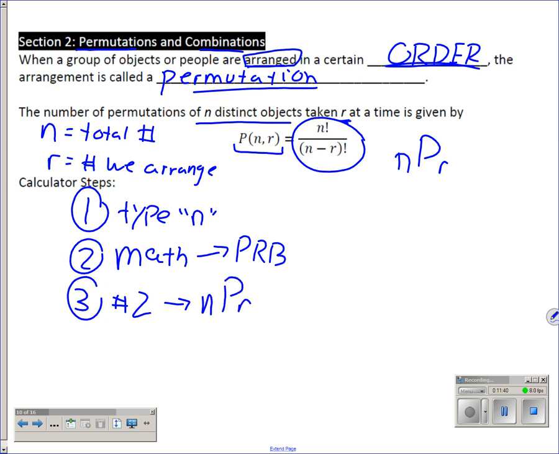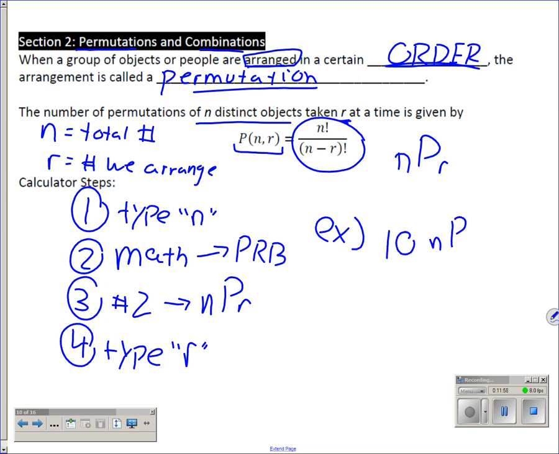And then finally, for number 4, you just type whatever your r value is, and it'll compute that formula for you. So in that bookshelf example, it would be typed in the calculator as 10, you choose that nPr, and then type your 3. Makes sense? Did you get 720? That's correct.